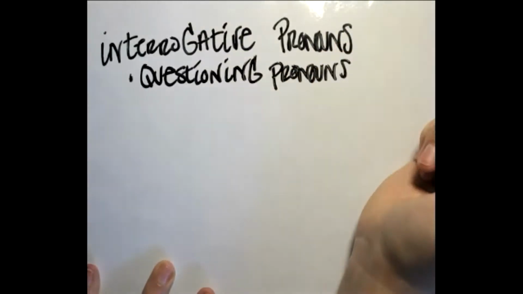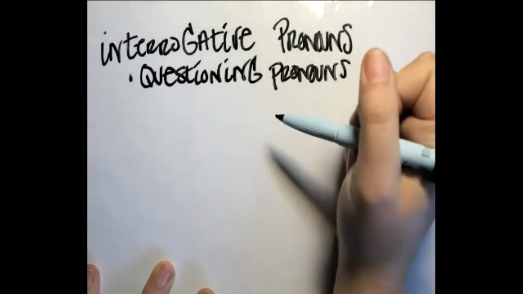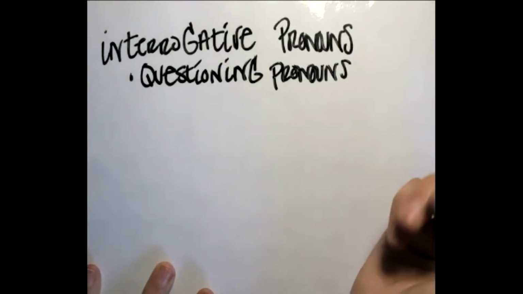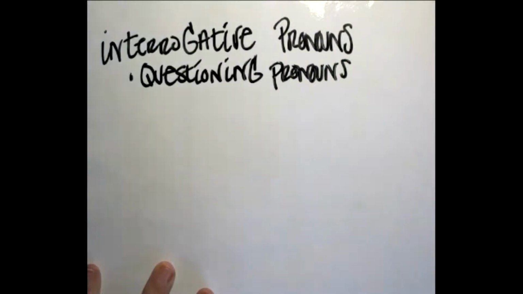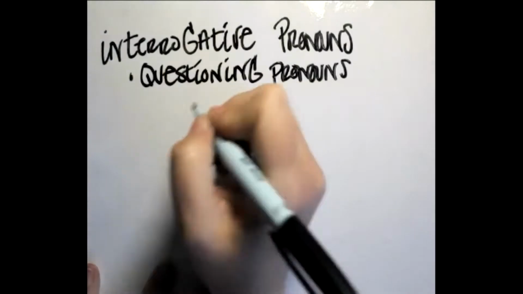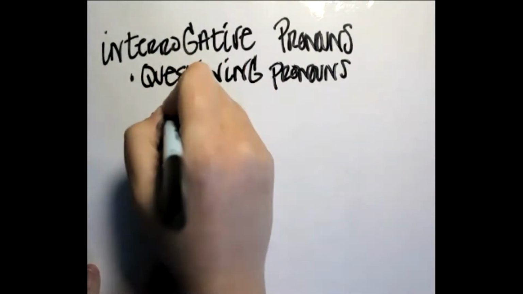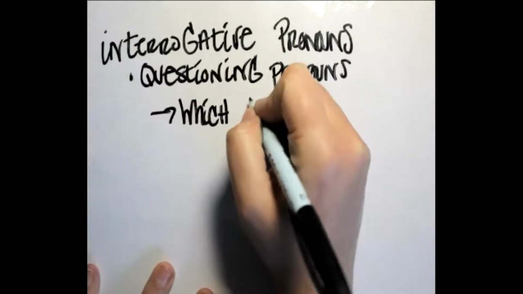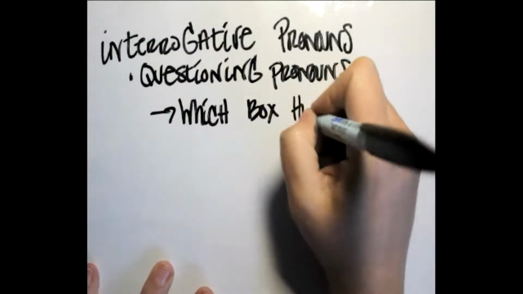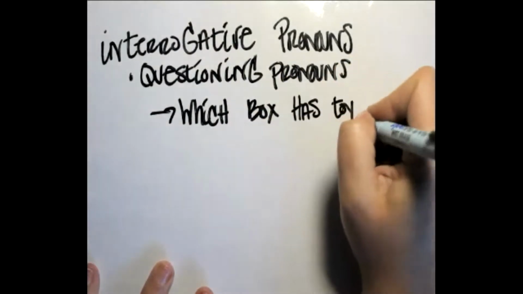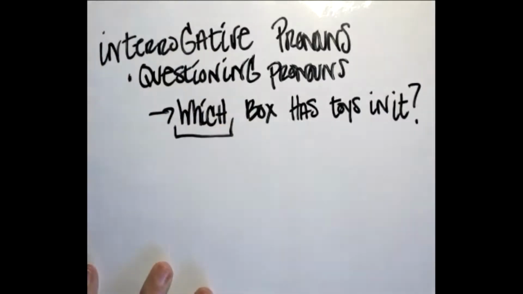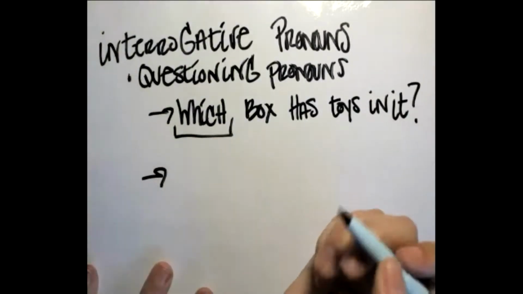So with a relative, you can have who and which, but not... so that's a which more like... I keep saying explaining versus questioning, but it's kind of what it is. You can have which used as, "Which box has toys in it?" And this is a question. Here we're using which as an interrogative pronoun.